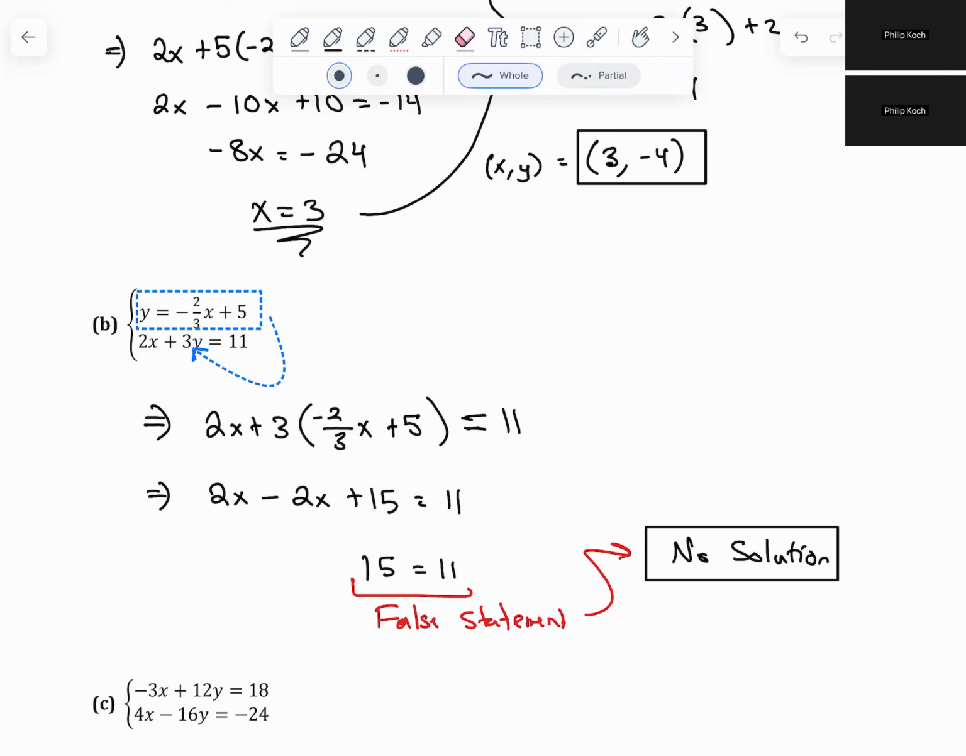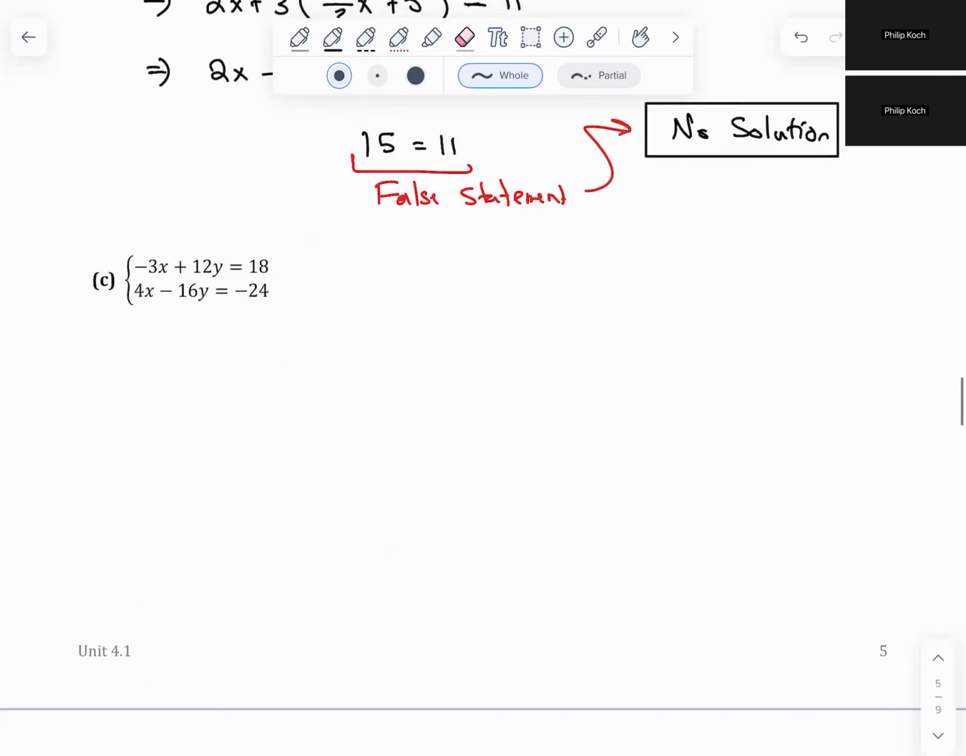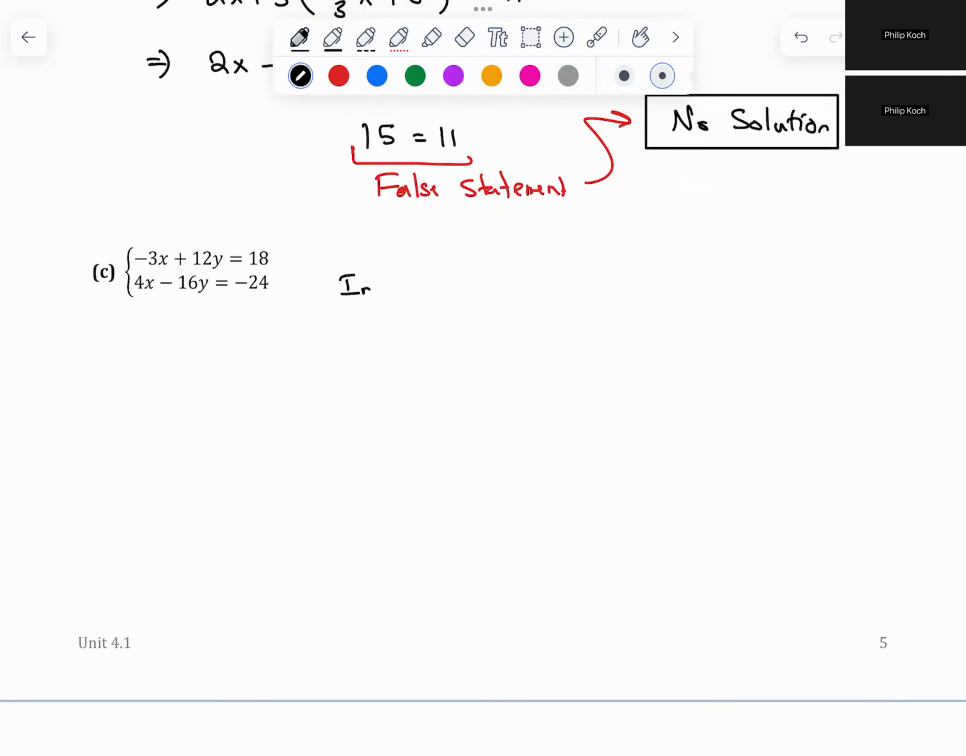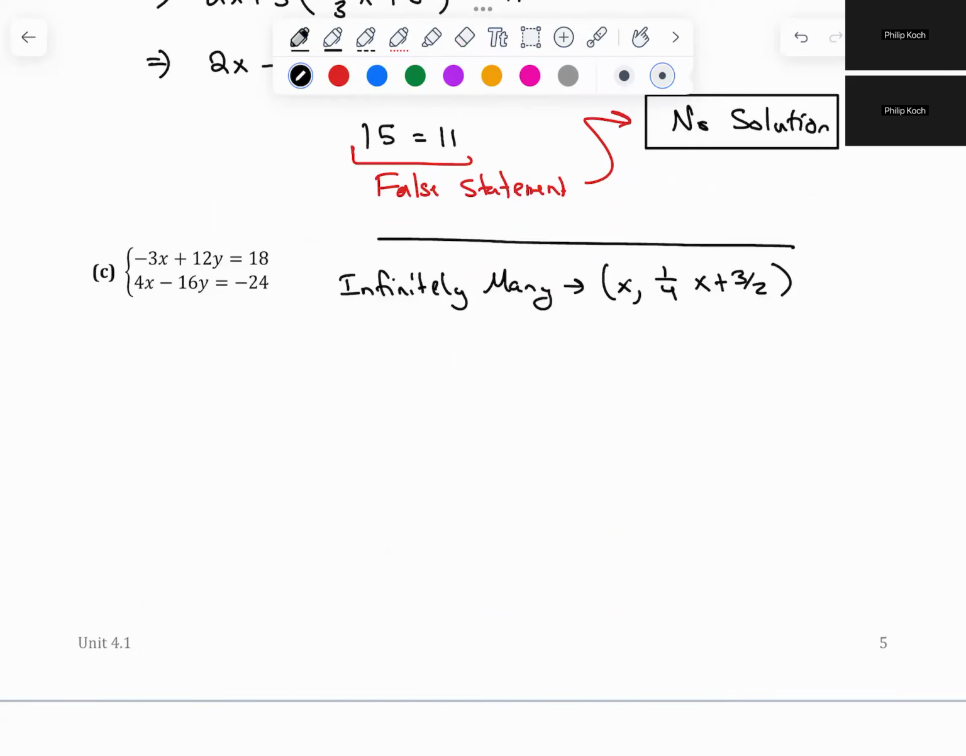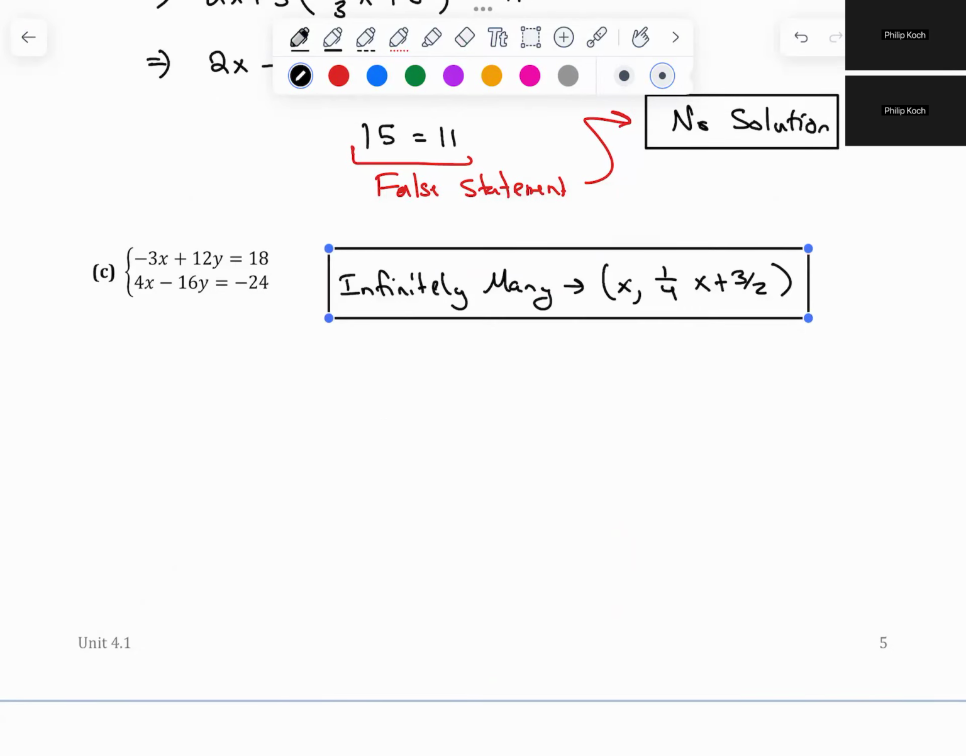But yeah, in the interest of time, I'm going to tell you what the answer to this one is. This one is infinitely many, and the solution set will be of the form x comma 1/4 x plus 3/2. That'll be the solution to this problem if you want to check it at a later date or if we have time at the end. But I want to make sure we have both methods under our belt so we can use both of them in any situation. So any questions on the substitution method? Nothing too crazy, I hope.